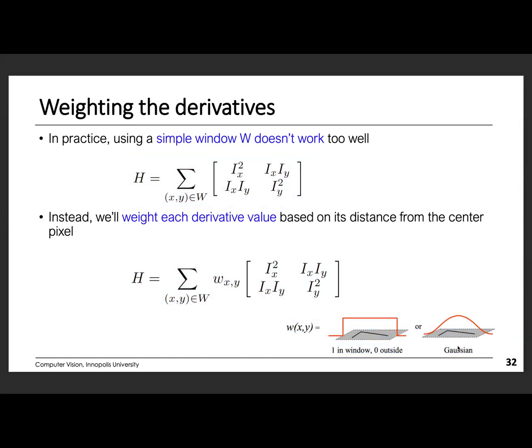Whereas for the Gaussian way of determining things, inside that window you will still have the highest contribution, but outside of it, the pixels on the borders of that window will still get some contribution to your H matrix, just to give you more understanding of what's happening around you.